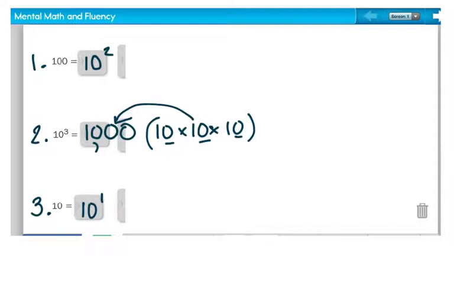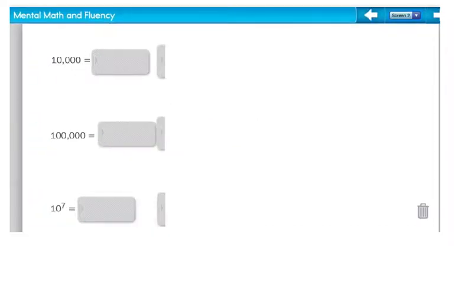Go ahead and number 1, 2, and 3 on your whiteboard. If it's written in standard notation, go ahead and write it as a power of 10. If it's written as a power of 10, write it in standard notation. Go ahead and pause the video.